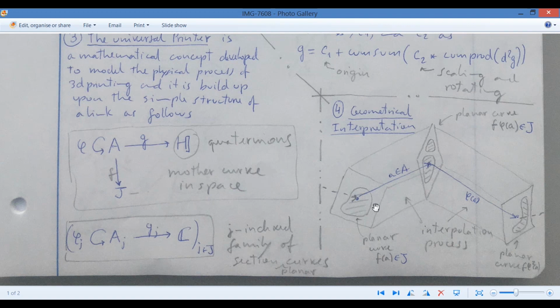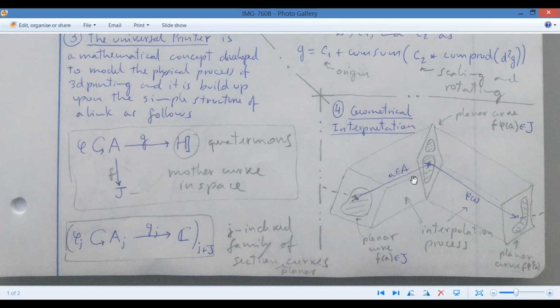And so there's still the mother curve that you see here happening, but in each point, we have a planar region. And that's how the printing process will evolve, okay? Then there is a non-trivial interpolation process between the cross-section on one point and the cross-section on another point.